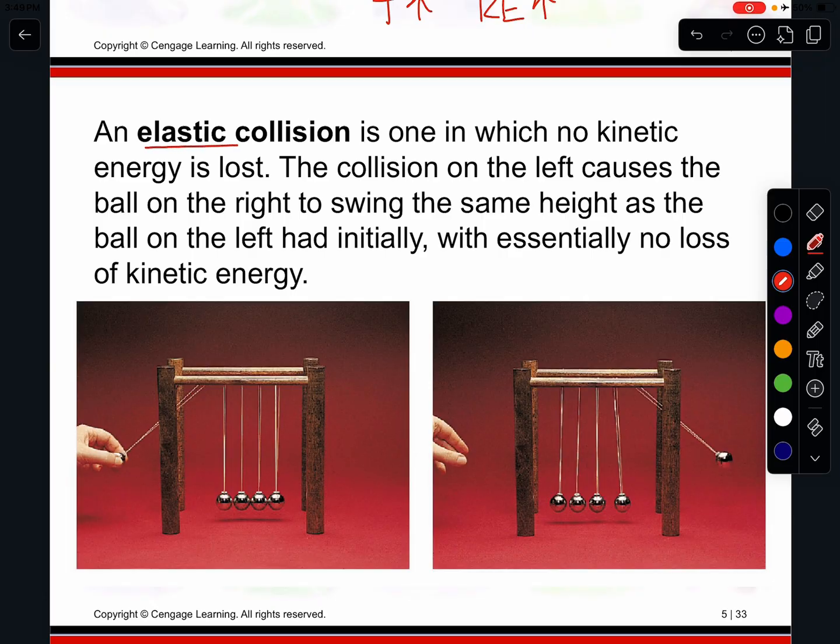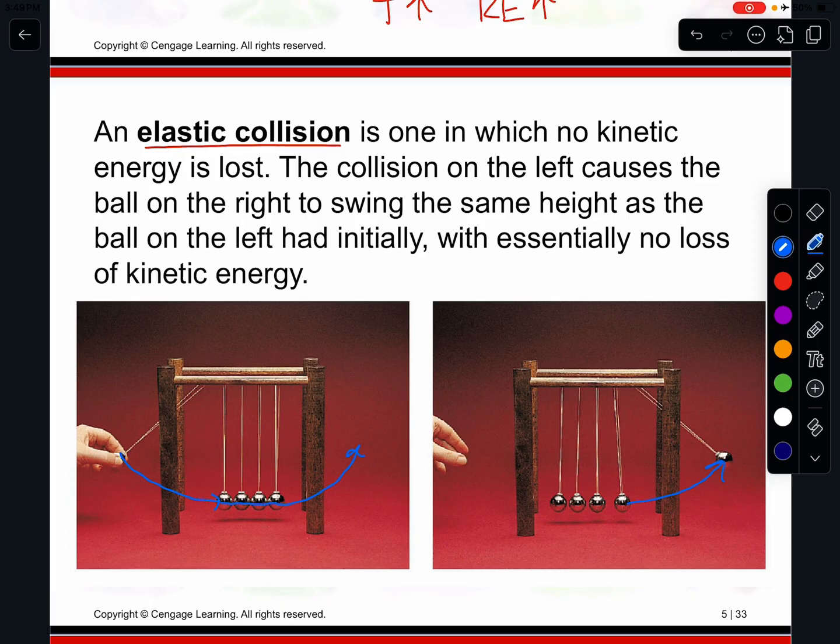Here's another example of that term, elastic collision. An elastic collision is one where there is no kinetic energy lost. An example of that would be this setup here. You've probably seen the pendulum of balls swinging. If you've never seen it, when the ball comes down, all the energy is transferred and then the last ball pops back up.